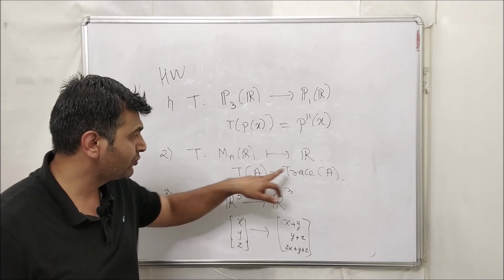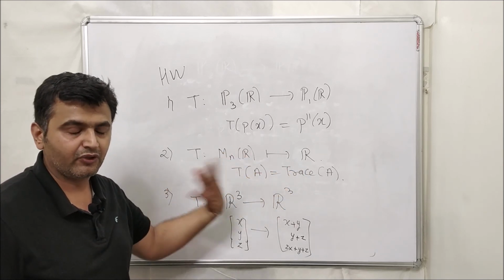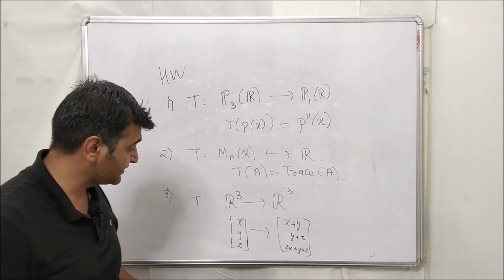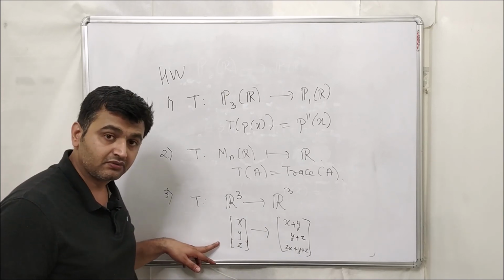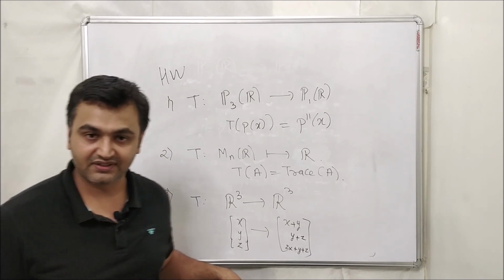Here a matrix is going to a real number. You take a matrix, you find the trace. Then this is a linear map. You have to tell me what is the kernel of this map. And this is the last one. So you have to tell me what is the kernel for each of these 3 linear transformations.